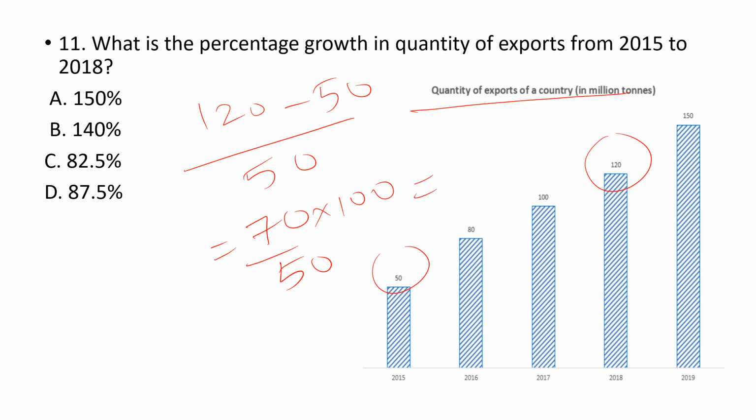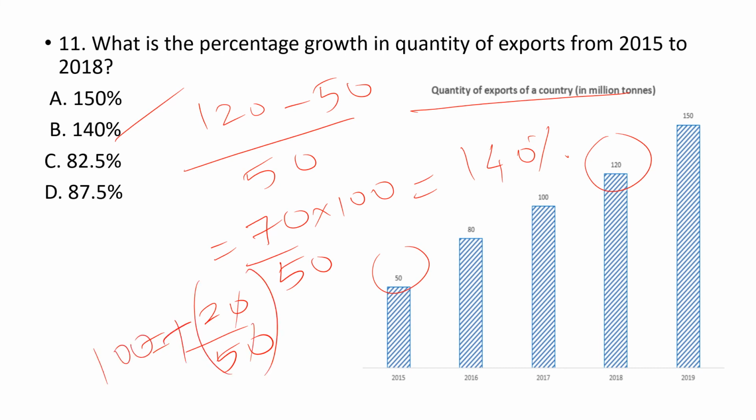I think you already got the answer. It's 140 percentage. Simply, you can also do that if the numerator is greater than the denominator. You can make this a fraction: by how much it is greater, divided by the denominator, plus 100 percentage. 20 by 50 into 100, we get 40. 100 plus 40, 140. We are done.